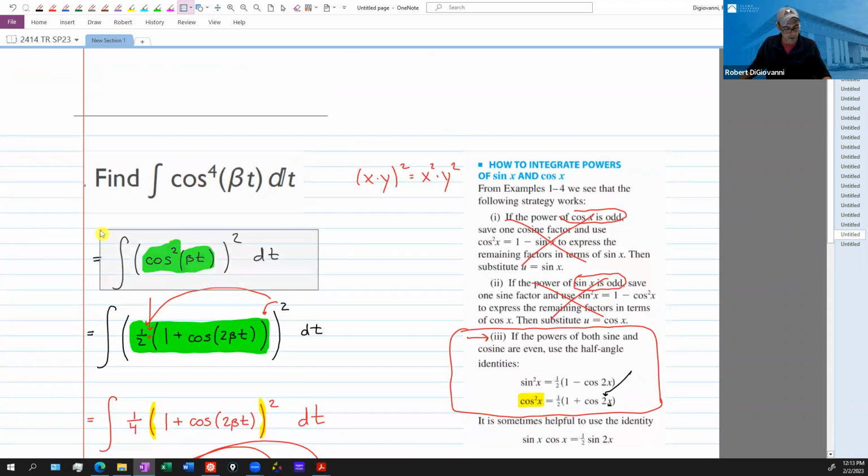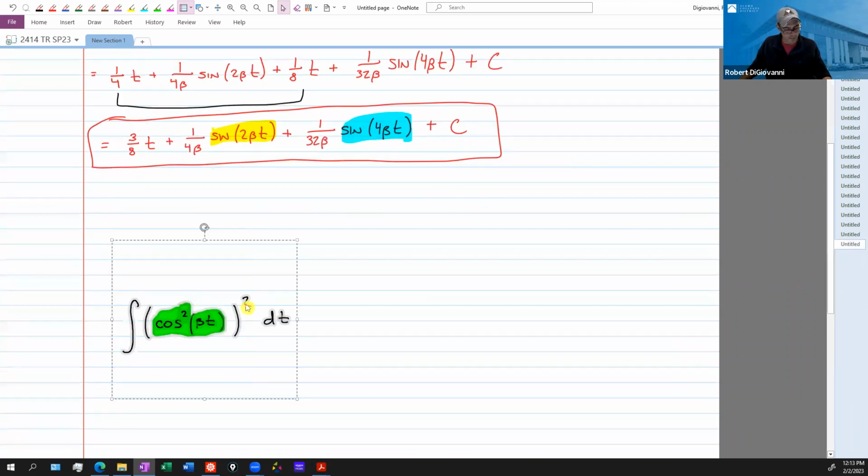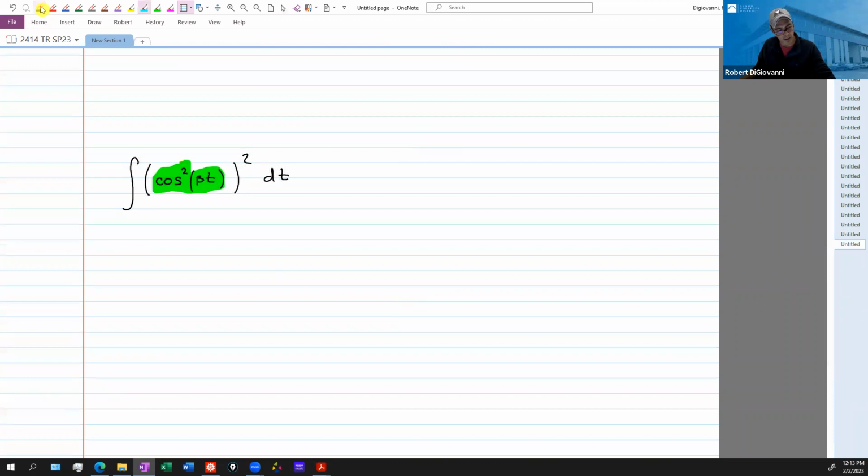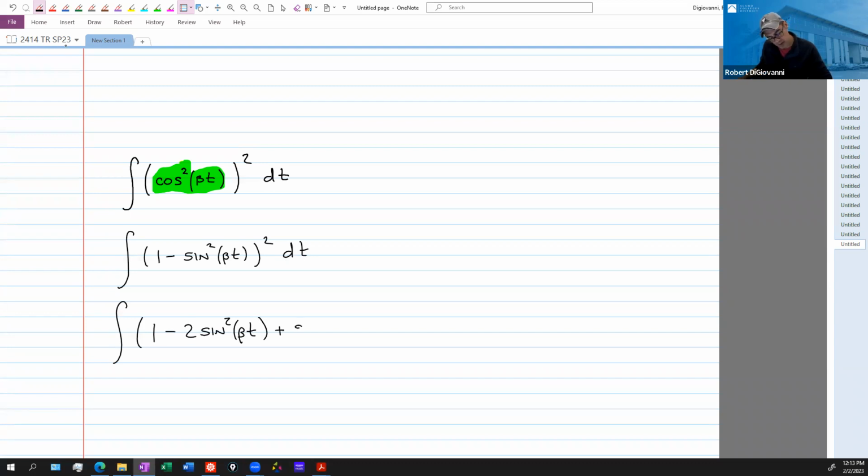Maybe there was another way and maybe it wouldn't have been that bad. But let's say we would have started with this. Let's say instead we would have done the integral and then used Pythagorean, 1 minus sine squared beta t, and then squared, dt. Well, then let's square that. I'm not going to show the work, but it would be 1 minus 2 sine squared beta t, we'd have 2 of those, and then plus sine to the 4th of beta t, and then all of that dt.